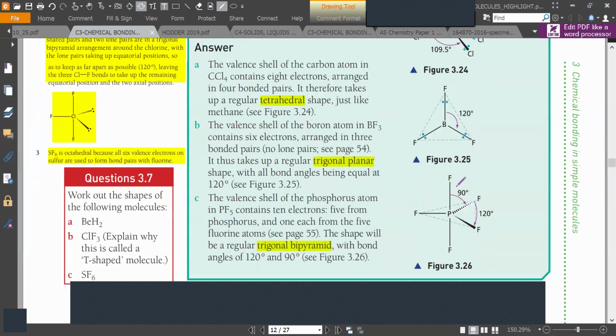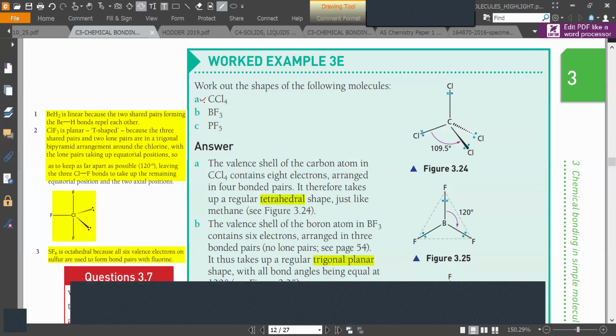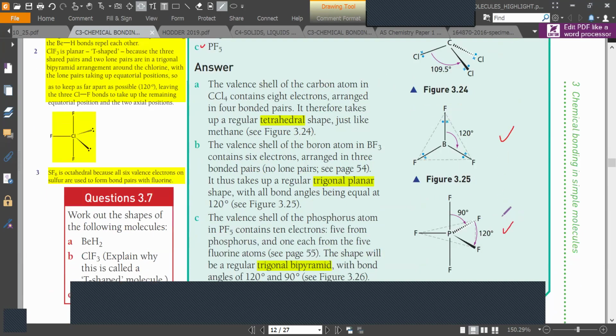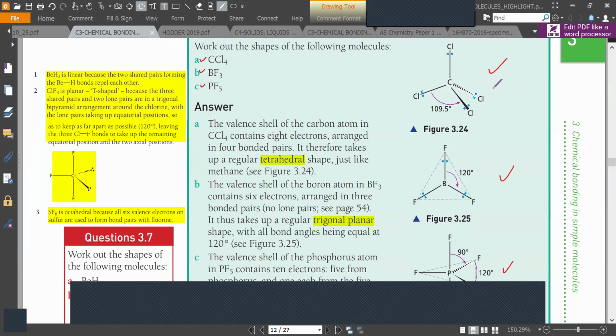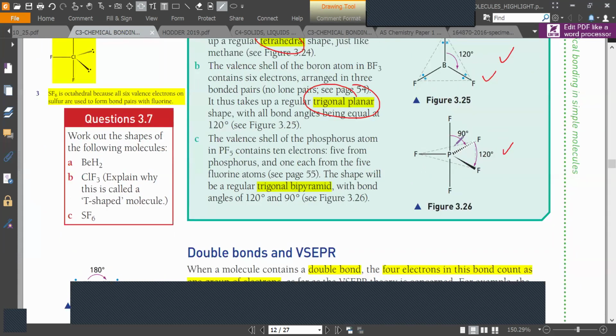So here we have other examples like this. Sometimes we are given molecules like this. First we need to work out how many pairs of electrons are around, then based on how many pairs we can work out the shape. For example, this one with four pairs will be tetrahedral, this one with three pairs will be trigonal planar, and this one with five bonding pairs will be trigonal bipyramidal.